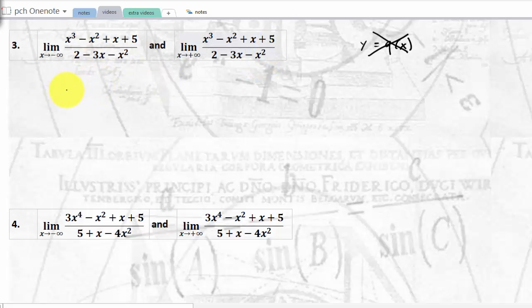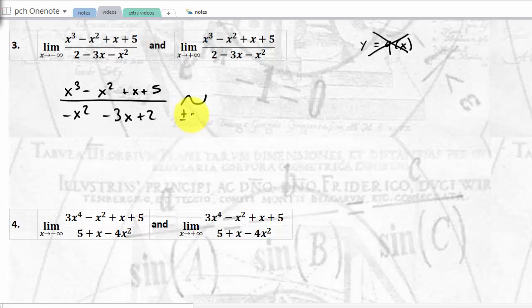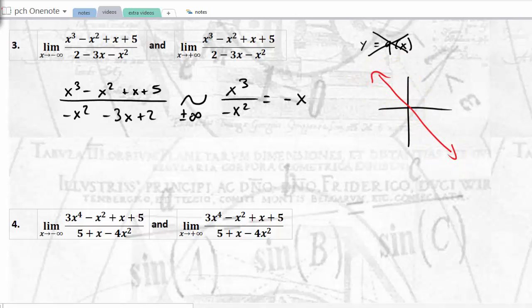Therefore, I'm just going to say that x cubed minus x squared plus x plus 5 over negative x squared minus 3x plus 2 is equivalent, at plus or minus infinity, to x cubed over negative x squared. And that is just negative x. Now, negative x, I know how it goes. It goes something like this, right? So the limit at negative infinity is going to be plus infinity.